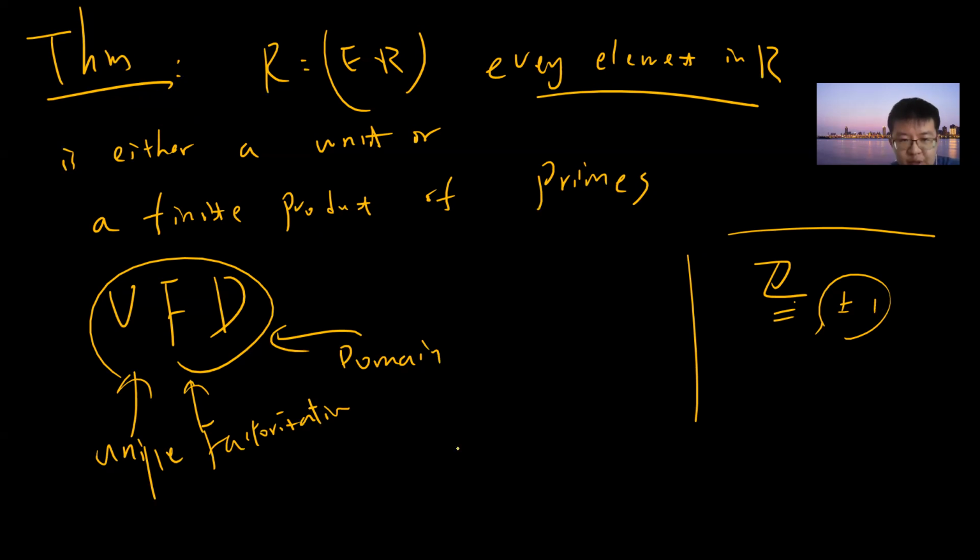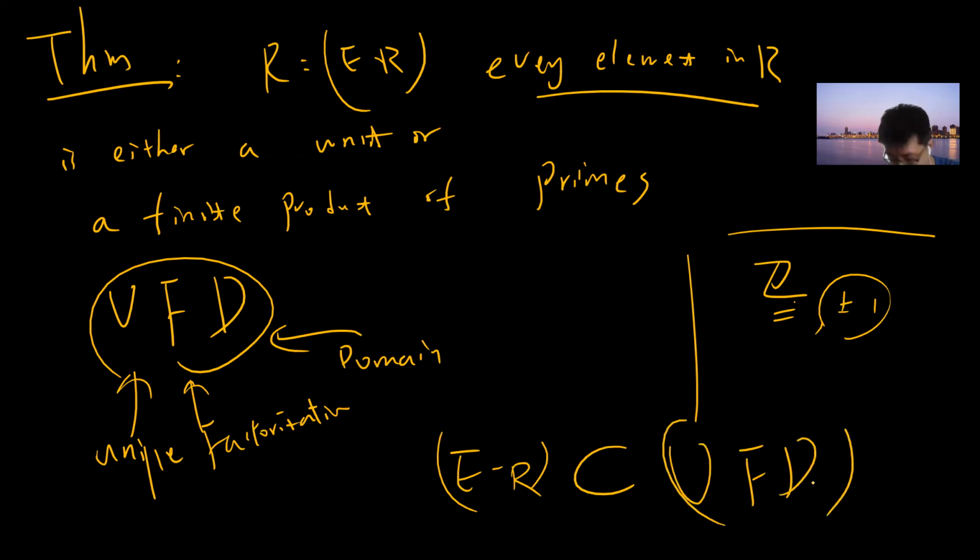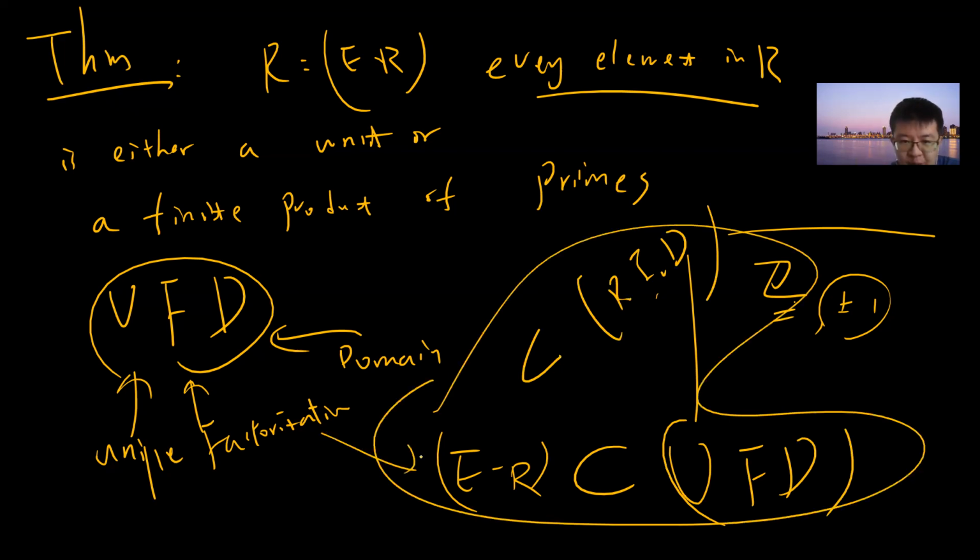Okay, so what we prove is that the Euclidean domain is a subset of unique factorization domain. And we also prove that it's a subset of PID, principal ideal domain. So Euclidean domain is a much more powerful, much more restricted ring. Okay, so this is the proof.